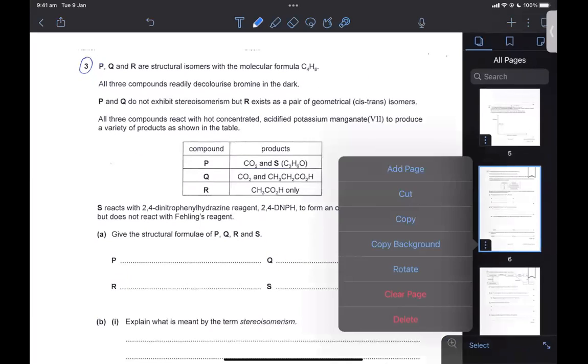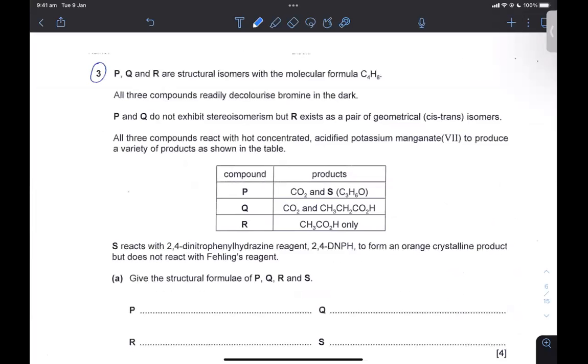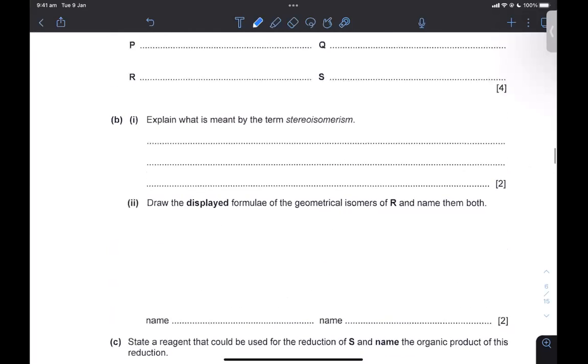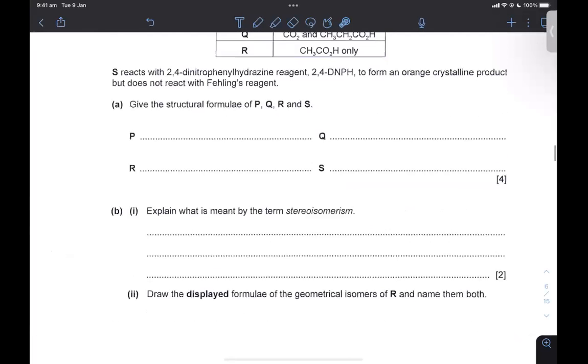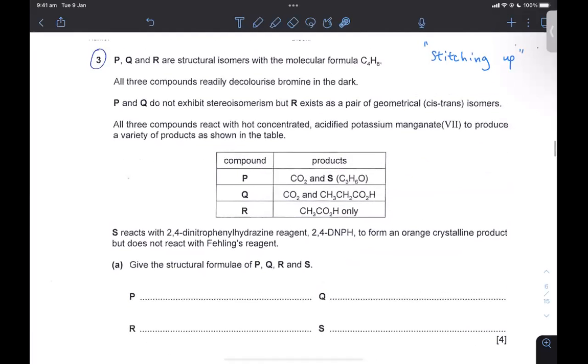Actually, let's see. Okay, so I'm going to be teaching you something called chemistry of alkenes. We're going to be stitching up. If you know how to break up molecules, you should know how to stitch up molecules. Let's have a look at the total mark. 4, 5, 6, 7, 8, 9, 10. 10 marks mean 10 minutes. If you spend more than 10 minutes in this question, you're as good as done. Of course, if you go in not knowing anything, you are probably not going to make it as well.